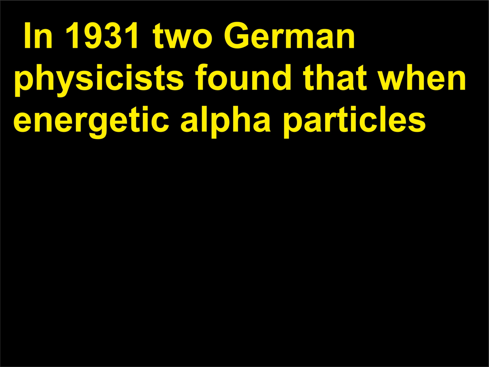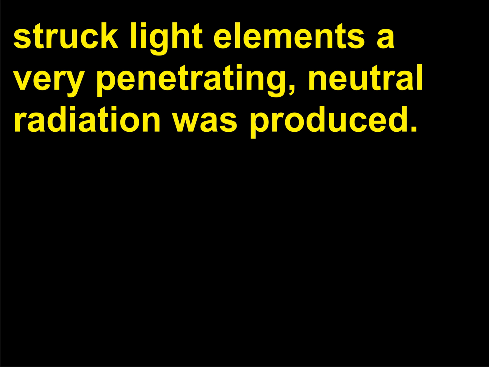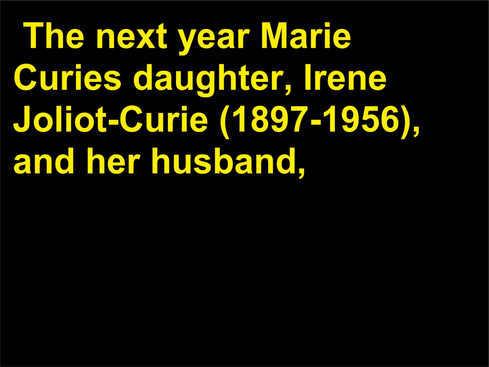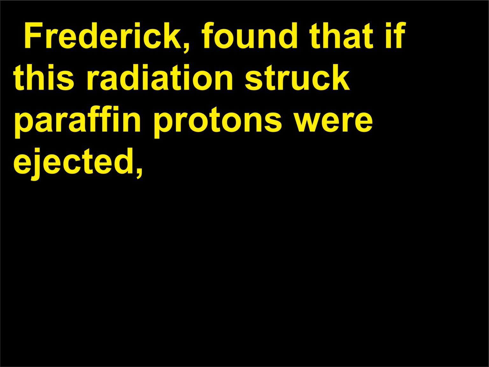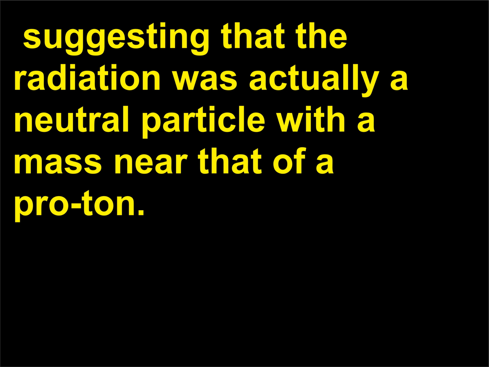In 1931, 2 German physicists found that when energetic alpha particles struck light elements, a very penetrating, neutral radiation was produced. The next year, Marie Curie's daughter, Irene Joliot-Curie, 1897 to 1956, and her husband, Frederick, found that if this radiation struck paraffin, protons were ejected, suggesting that the radiation was actually a neutral particle with a mass near that of a proton.